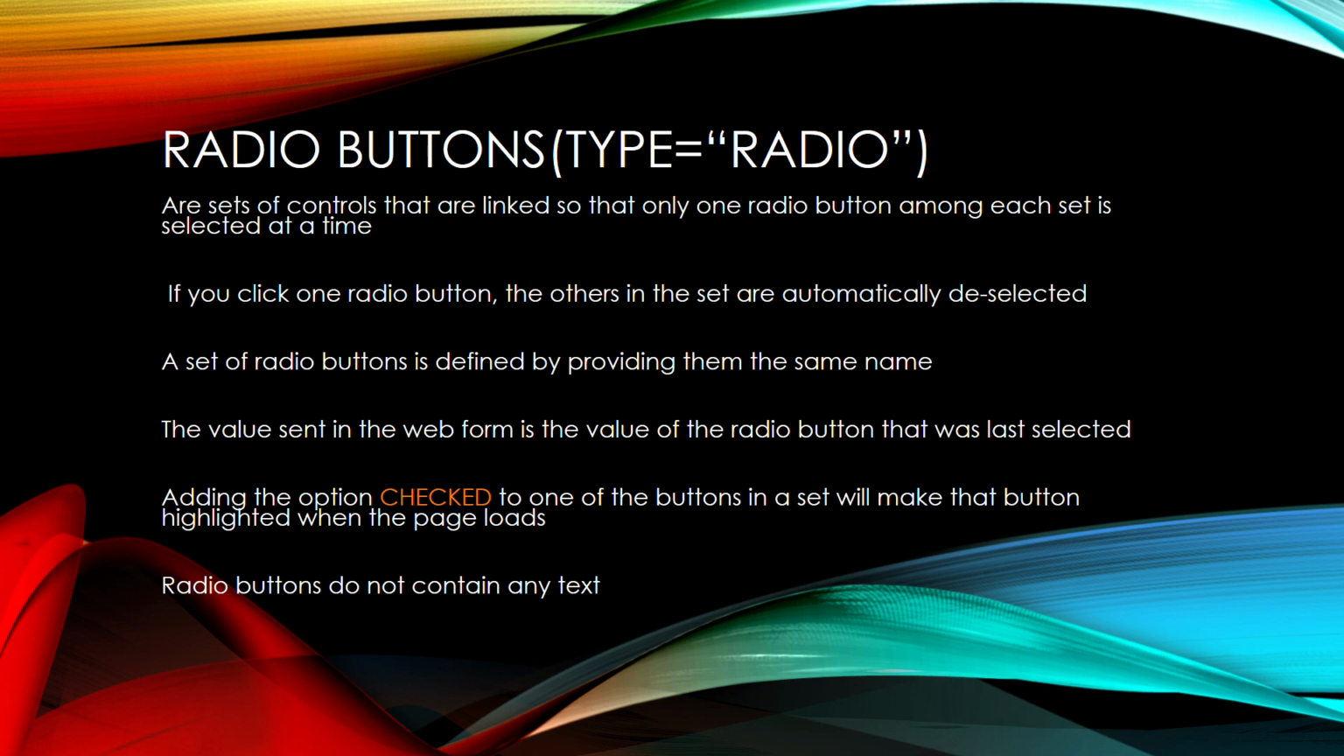Radio buttons, type equals radio, are sets of controls that are linked so that only one radio button among each set is selected at a time. If you click one radio button, the others in the set are automatically deselected. A set of radio buttons is defined by giving them the same name. The value sent in the web form is the value of the radio button that was last selected. Adding the option checked to one of the buttons in a set will make that button highlighted when the page loads. Radio buttons do not contain any text.